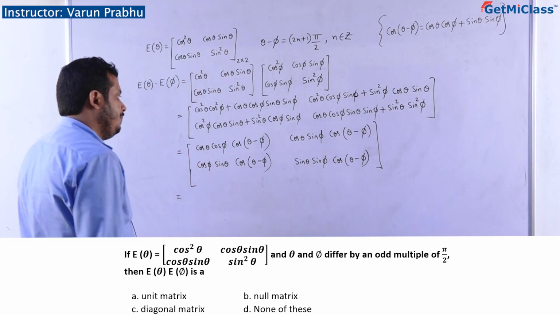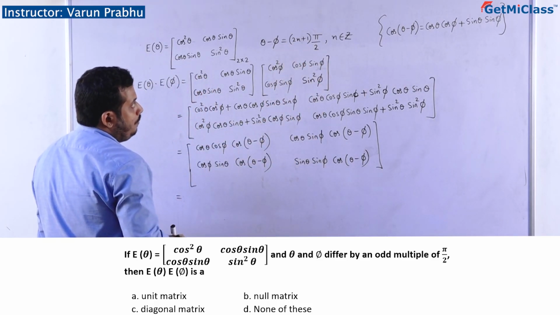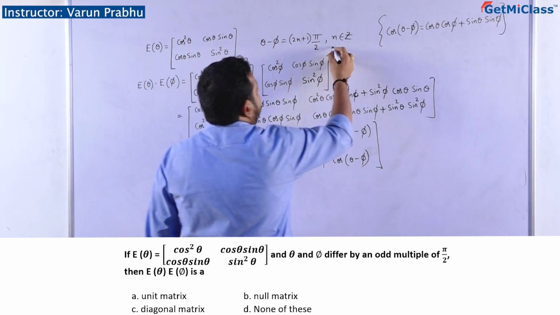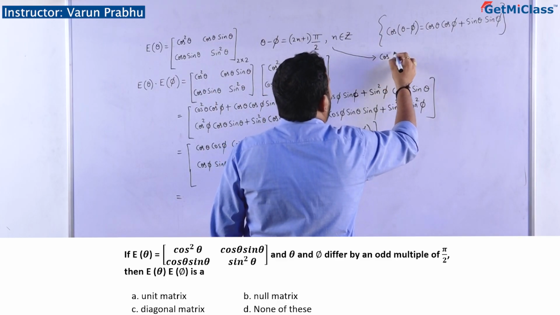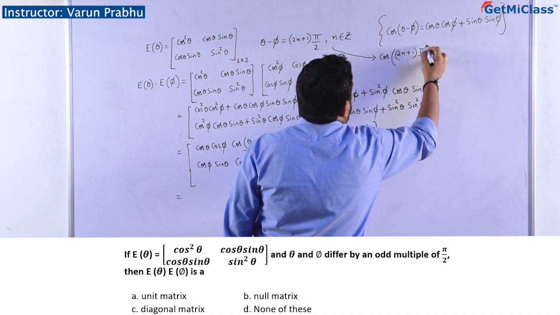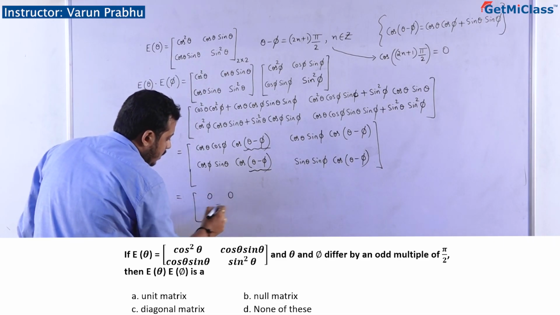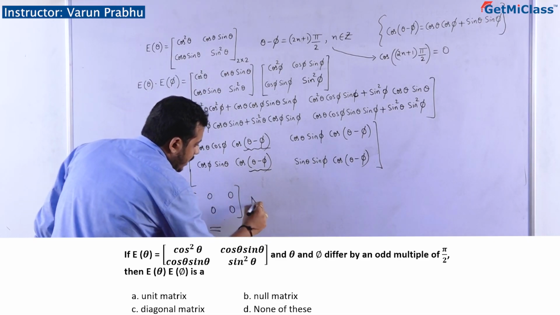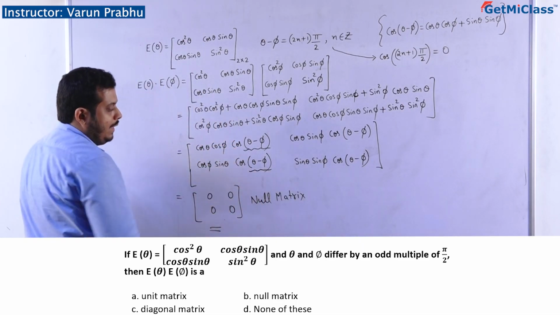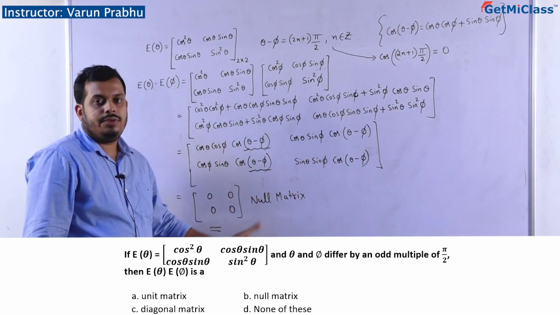If you see here, theta minus phi is an odd multiple of pi by 2, and all of you should understand this. Cos of an odd multiple of pi by 2 is always equal to 0. So what do you get here? 0, 0, 0, 0. The answer to the question is a null matrix. Everywhere, the cosine of an odd multiple of pi by 2 becomes 0, and 0 into anything is 0. So the answer will be a null matrix.